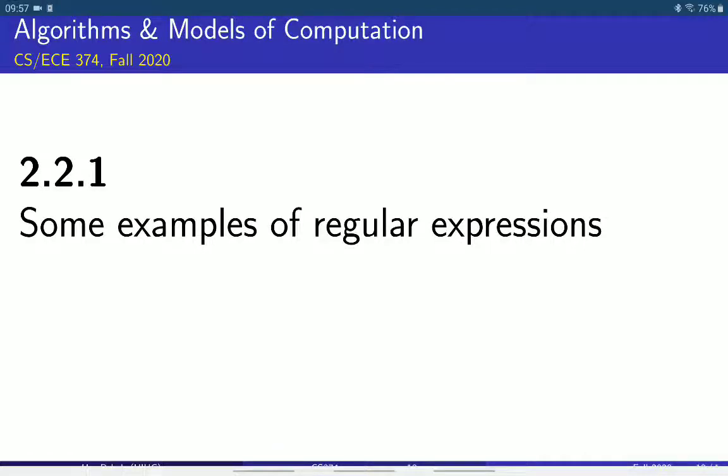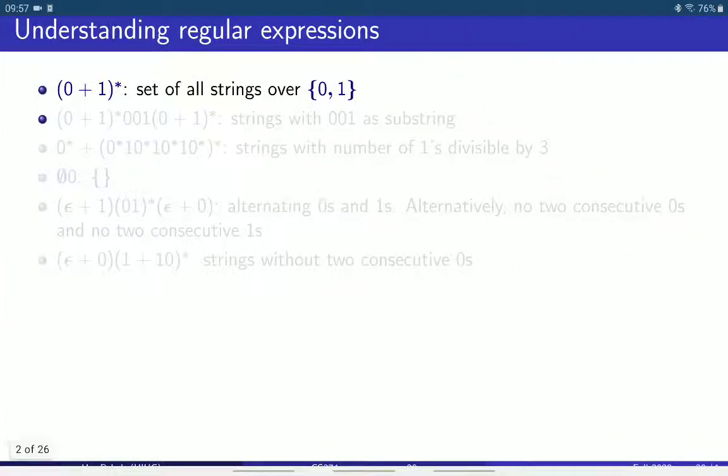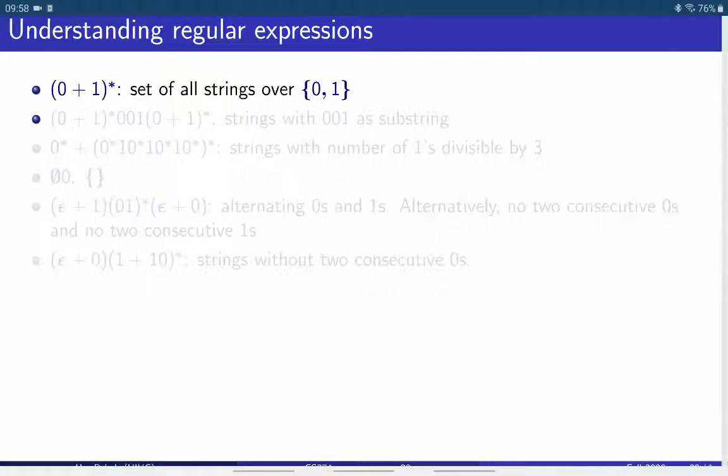Okay, so let's discuss some examples of regular expressions. This expression, 0 plus 1 star, is either the letter 0 or the letter 1, with the Kleene star applied. This is all binary strings, right? Including, of course, the empty string.